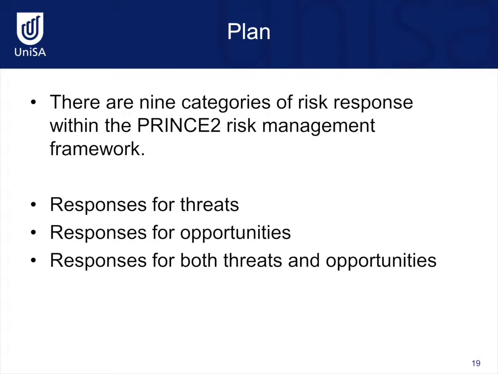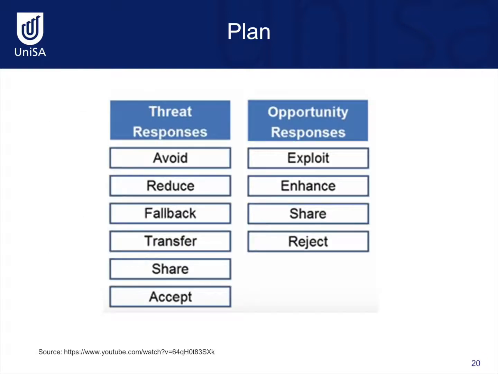At this stage of the risk management process, we have identified and assessed the project risks. It's now time to plan responses for the risks. There are 9 categories of risk response within the PRINCE2 risk management framework. They can be responses for threats, opportunities, or both threats and opportunities. The threat responses are avoid, reduce, fallback, transfer, share, and accept. The opportunity responses are exploit, enhance, share, and reject. Additional information will be provided for each of these responses in slides to follow.